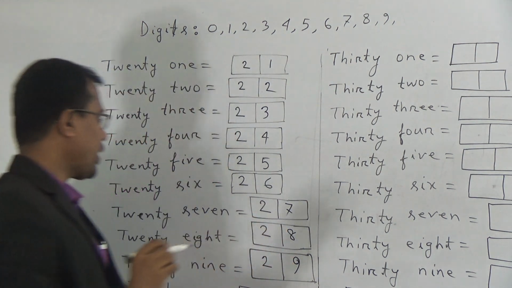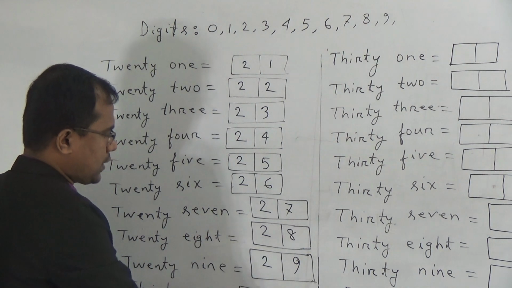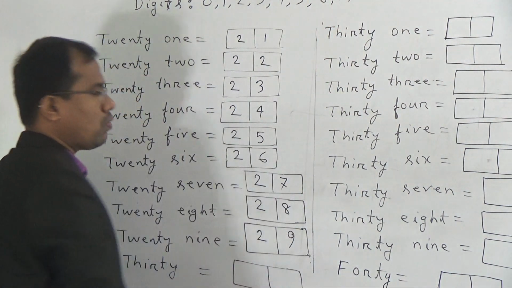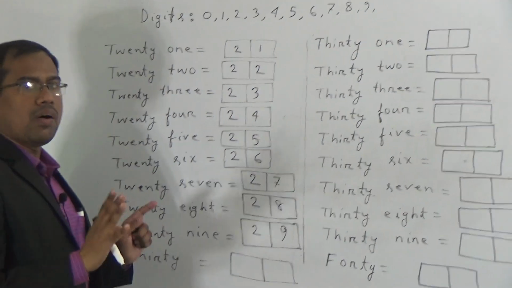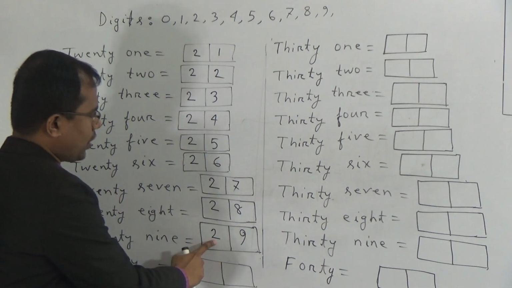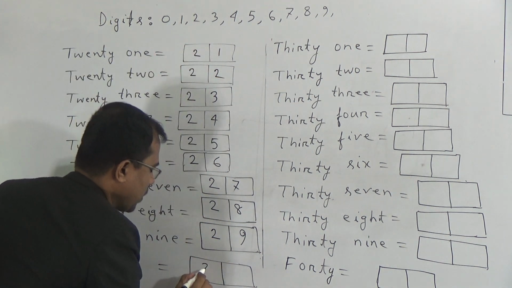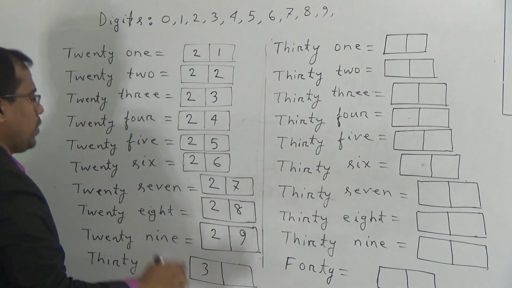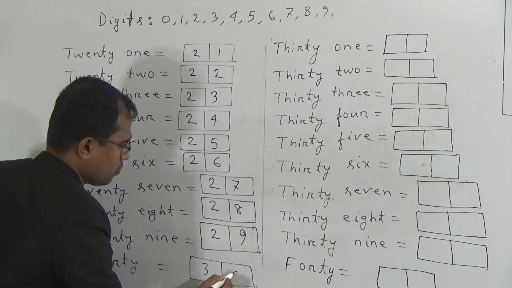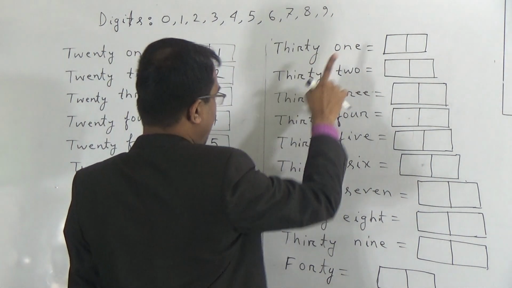Now the students, next number is 30. If we write 2 in tens place, there is no other digit after 9 which we can write in ones place. So now we have to change the digit of tens place. Now instead of 2 we have to write 3 in tens place and now in ones place at first we will write 0. This is 30. Now we will write 31.